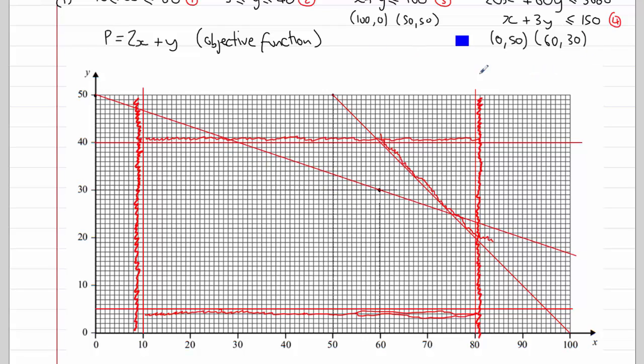So we can plot the point 60, 30. And as x plus 3y has got to be less than 150, again, we're going to shade above the line. So this region here is our feasible region. We'll label it in a minute once we've drawn our objective function.